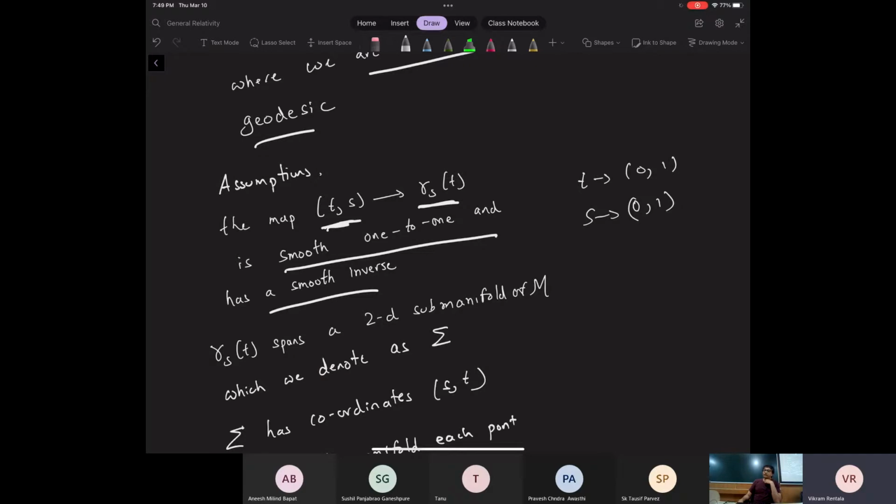No two can intersect. That's one-to-one. Okay, that's the one-to-one relationship. The map is what do we mean by differentiable, smooth? How do you quantify smoothness? The map is differentiable. Good. But what do we mean by differentiable? Gamma st gives me points on the manifold, or points on a geodesic. So what do we mean by differentiable?